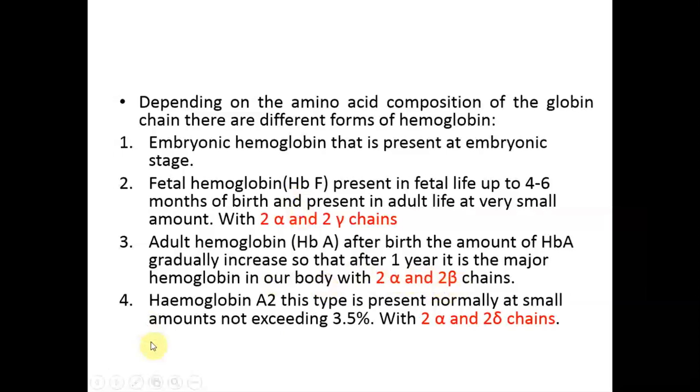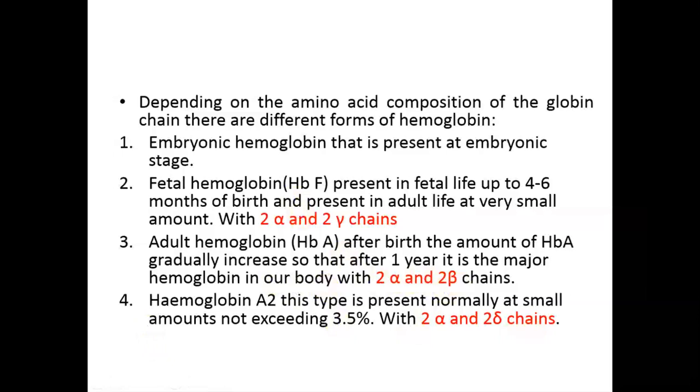أكو نوع ثالث هو موجود بجسمنا بكميات قليلة اللي يسموه hemoglobin A2, not exceeding 3 to 5.5% of the total types of hemoglobin, وهذا يتكون من 2 alpha and 2 delta chains. So these are the major types of the normal types of hemoglobin that are present in our body.